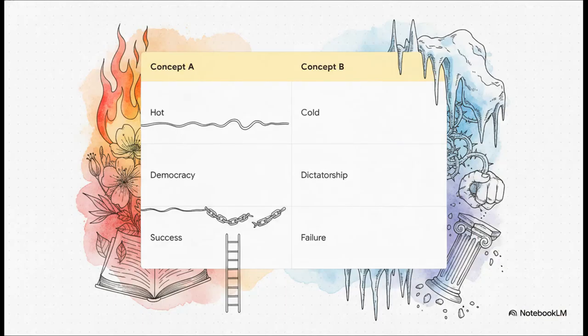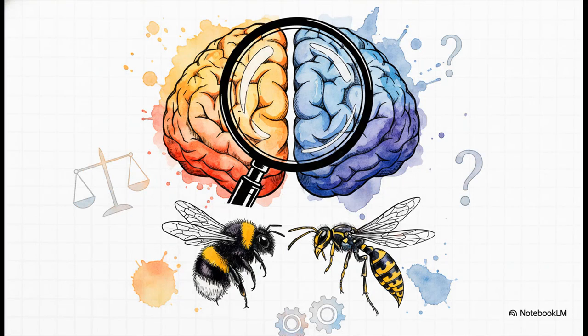And it makes perfect sense when you think about it. How can you really truly understand the concept of hot if you don't understand cold? The idea of democracy becomes so much clearer when you put it right next to dictatorship. And let's be honest, our entire idea of success is shaped by our understanding of failure. The contrast doesn't create confusion. It actually creates clarity. And the payoff for education here is absolutely huge. When we teach by using contrast, we're doing more than just helping students remember facts. We are actively sharpening their critical thinking skills.